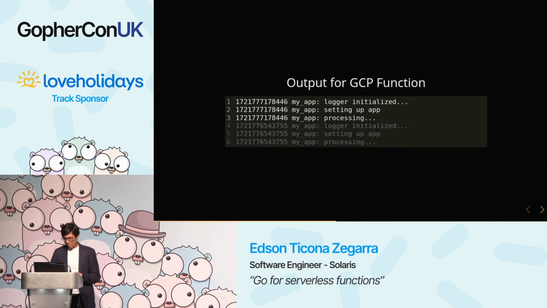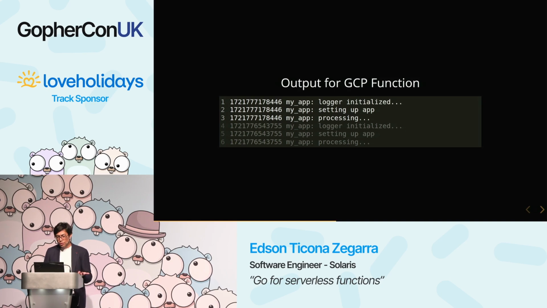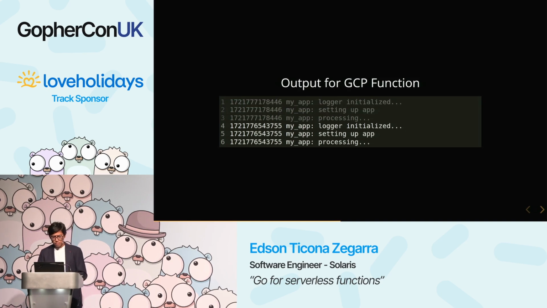On the other hand, GCP behaved as I was expecting. So 3 outputs per execution and different timestamps. Great. So why is that?